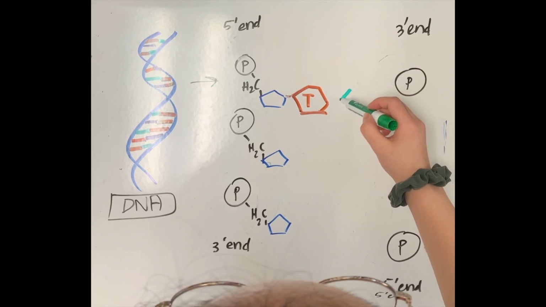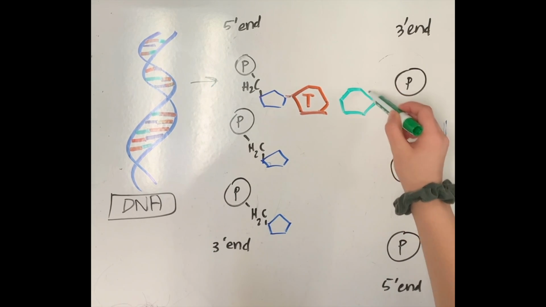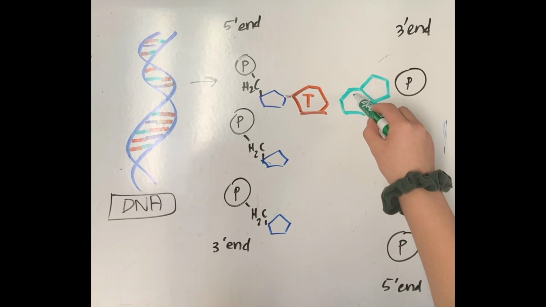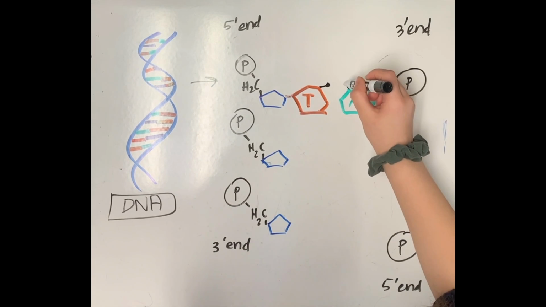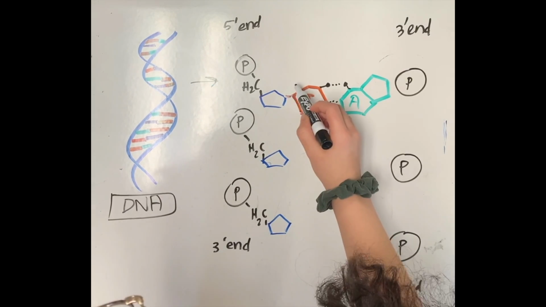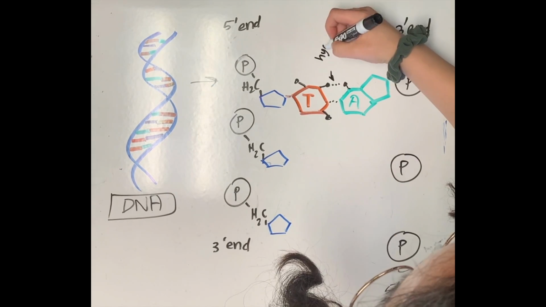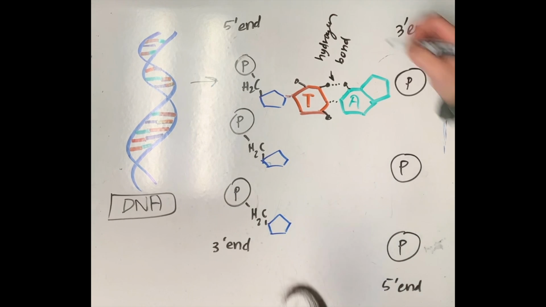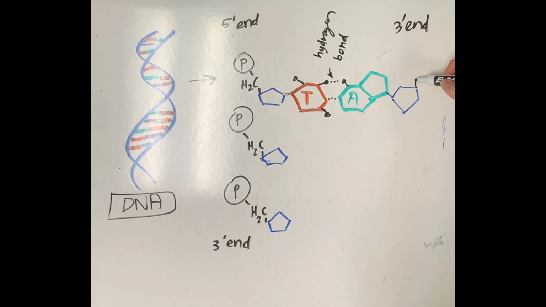There are 4 different nitrogenous bases in DNA: adenine, thymine, guanine, and cytosine. Adenine pairs with thymine, while guanine pairs with cytosine. The pairs are bound through hydrogen bonds. These nitrogenous bases are represented in this drawing with the letters T, A, G, and C, respectively.